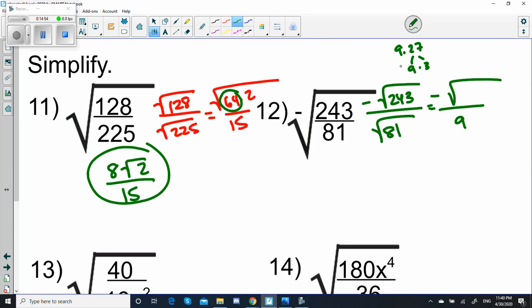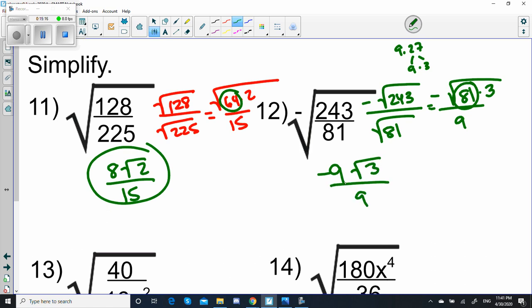Let's try 81. You see the two 9s? 243 divided by 81 is 3. So 81 times 3. 81 being the perfect square. Does everyone see that? Okay, so if I take the square root of 81, that gives me negative 9. The negative was already there. Took the square root, got 9, radical 3 over 9.